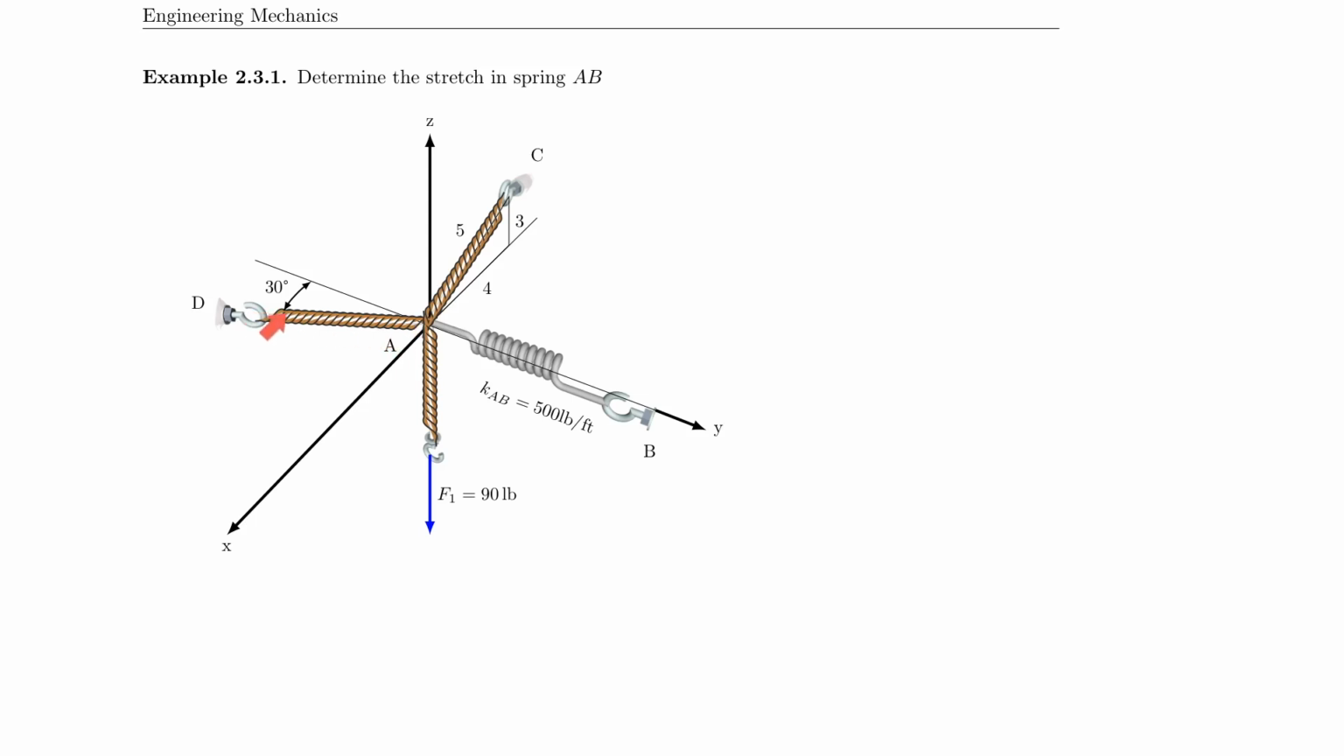Similarly, this cable here can be a little bit deceiving, but notice that there's only the 30 degree angle given here. That means that D actually resides within the X negative Y plane with a 30 degree separation from the negative Y axis. And then clearly, AB is along the Y axis. So now we can solve this.